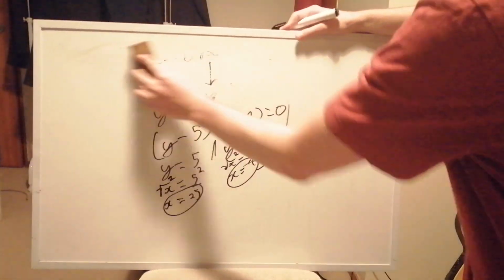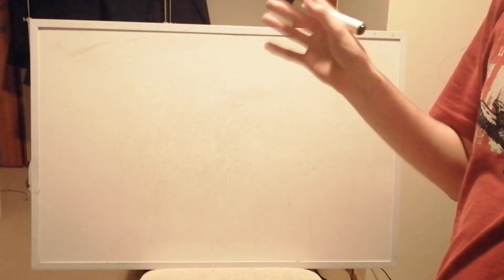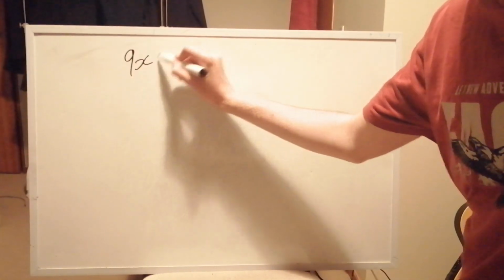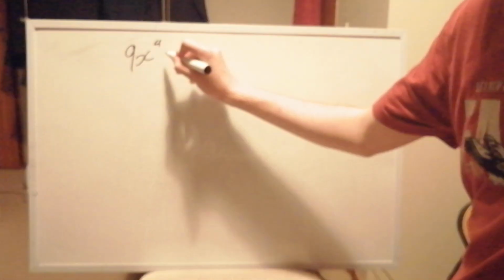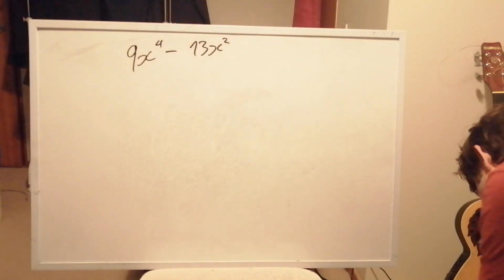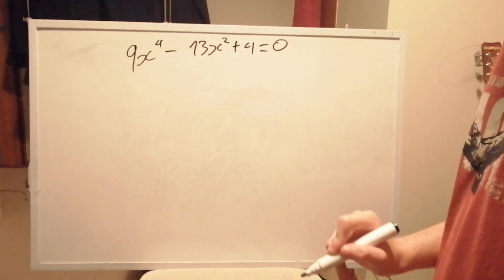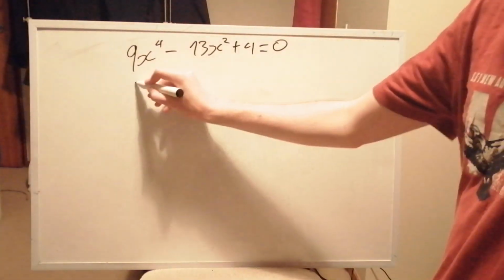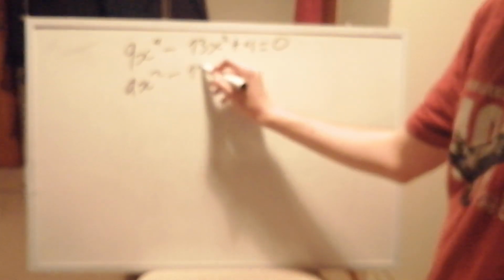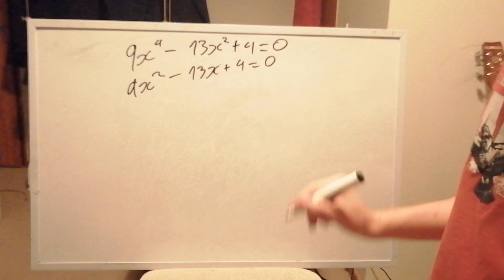So I'm going to go through one more. And this one has the same exact approach, but it's in the opposite direction. So you'll see what I mean. So 9x to the power of 4 minus 13x squared plus 4 equals 0. Now we know what we would like. We'd like 9x squared minus 13x plus 4 equals 0.